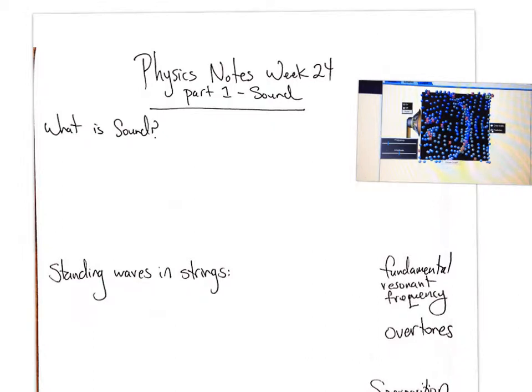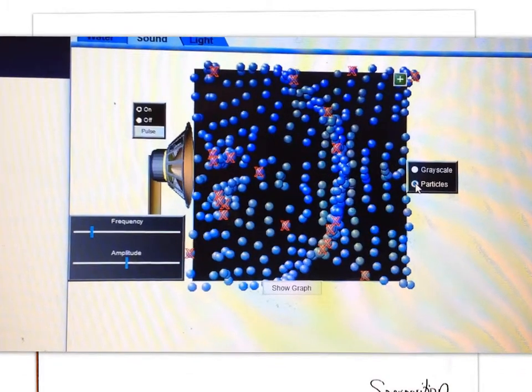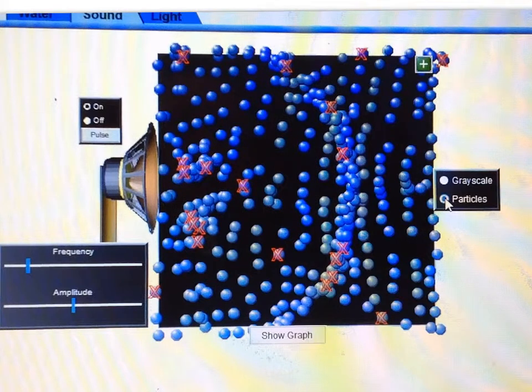Alright, so week 24, we're talking about sound. First of all, what is sound? Well, we've seen this before, so let's see. Oh, this is not a video. That's boring. If this were a video, what you'd see is the sound waves moving out like that, and you've seen this before.